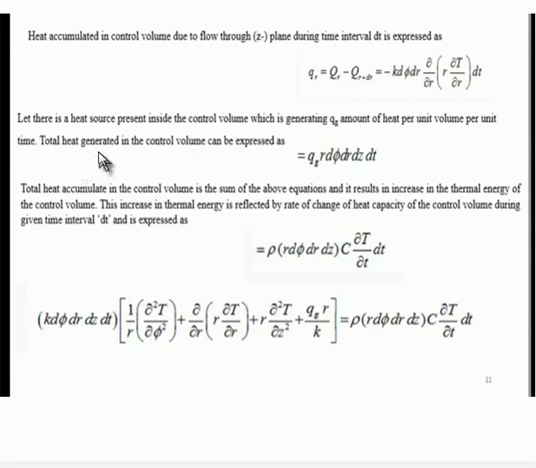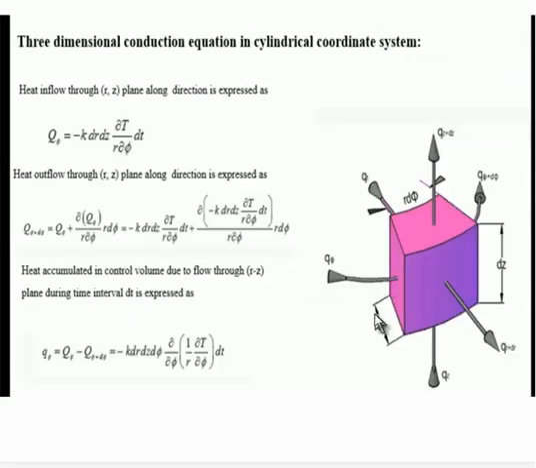So the total heat generated in the control volume can be expressed as qg. So this is the volume, for a time interval of dt. That volume is r dφ dr dz. So the volume of this element is dr into r dφ into dz. This will give the volume of this element.